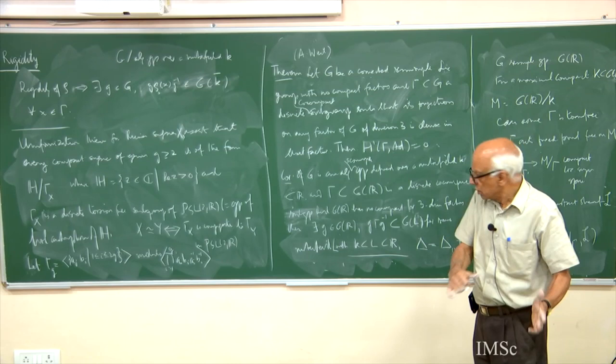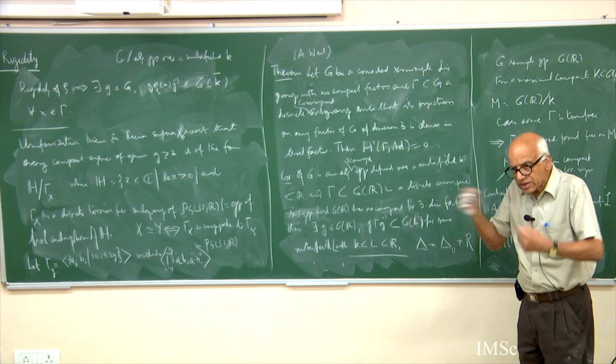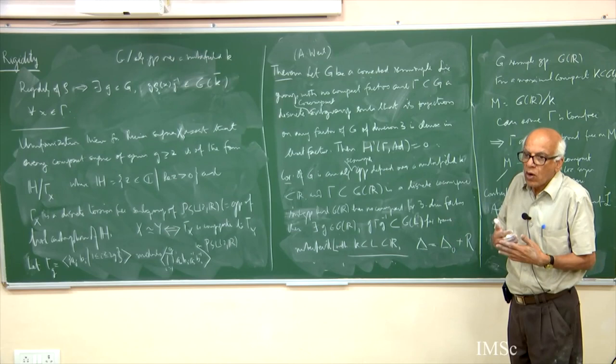Delta is a differential operator from K-forms into itself. Delta naught is also going to be the same thing. R is a vector bundle homomorphism of K-forms into itself, K-forms with values in the local system into itself. It's a differential operator of order zero.